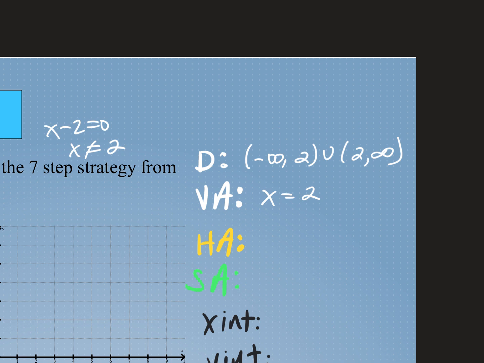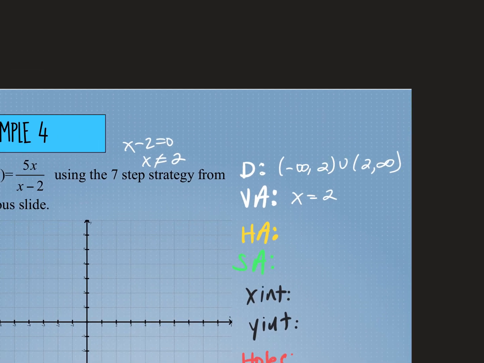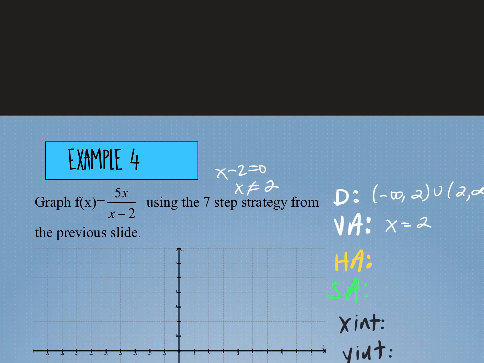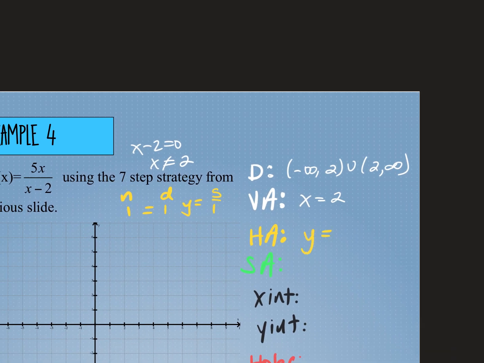What's your horizontal asymptote? How do we figure that out? You're going to compare degrees. Good. So your N and your D. What's the degree of the numerator? 1. What's the degree of the denominator? 1. 1 is what to 1? Equal to. So what does that mean? Leading coefficient of the numerator over leading coefficient of the denominator. So 5 over 1. So you have a horizontal asymptote at y equals 5, correct?